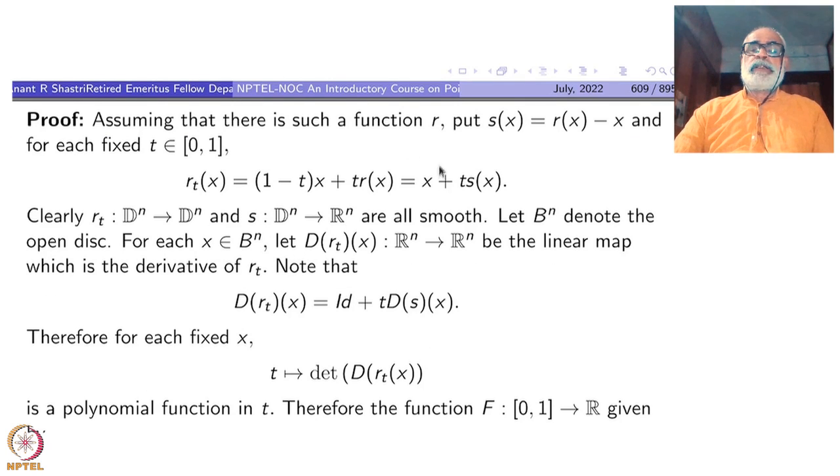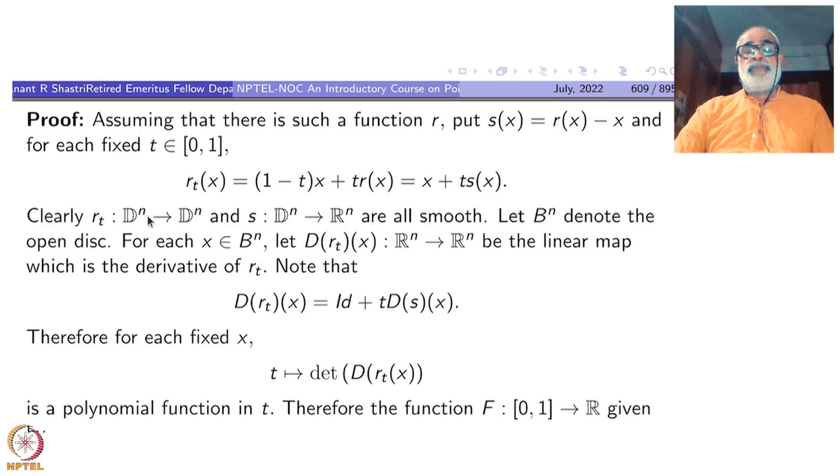Assuming that there is such a function, let us tentatively put Sx equal to Rx minus x. And for each t in [0, 1], let us put Rt of x equal to (1 minus t) times x plus t times Rx. So joining the identity map and Rx, this can be rewritten as x minus tx, combined with Rx, and written as x plus t times Sx, because Sx is Rx minus x. Just look at this formula.